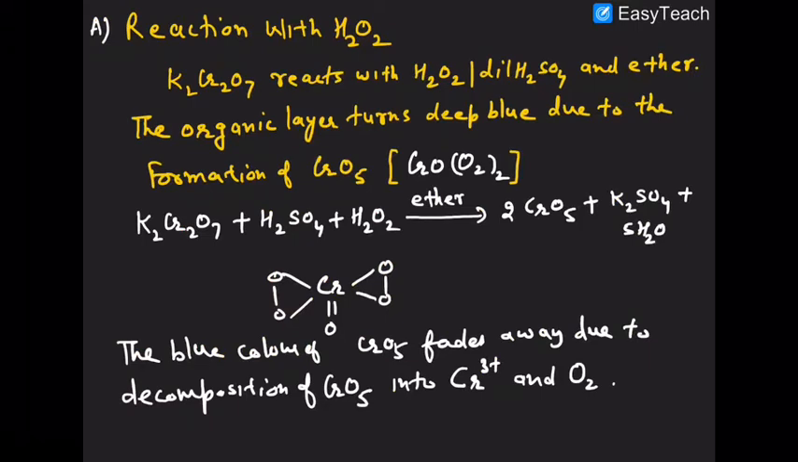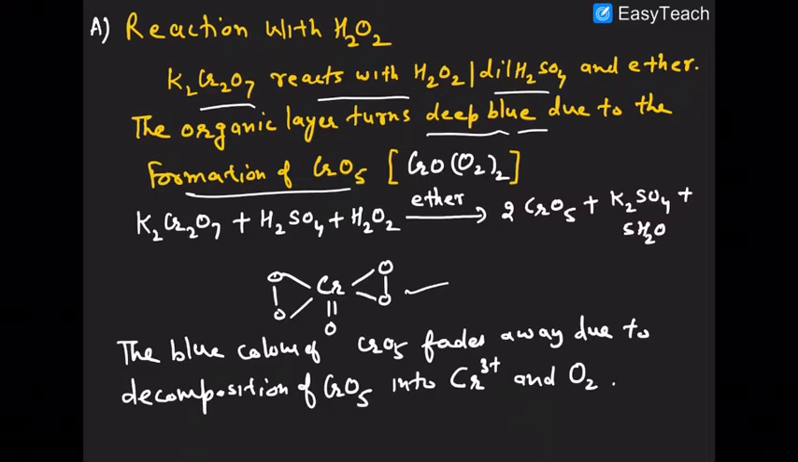Next, you have the reaction with H2O2. Hydrogen peroxide is an oxidizing agent as well as a reducing agent. In this case, it is acting as a reducing agent. So when potassium dichromate reacts with H2O2 and dilute H2SO4 in the presence of ether, the organic layer, meaning the ether layer, becomes deep blue due to the formation of CrO5. CrO5 is popularly known as the butterfly structure.